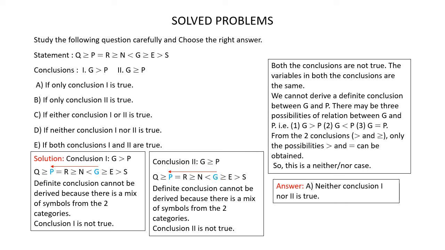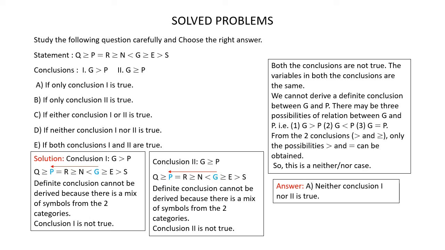Let's move on to conclusion 2. G is greater than or equal to P. So this is the given statement. We have G here and P here. So we have to move in the backward direction from G to P. When we move in the backward direction from G to P, we get the symbols less than, greater than or equal to, and equal to.